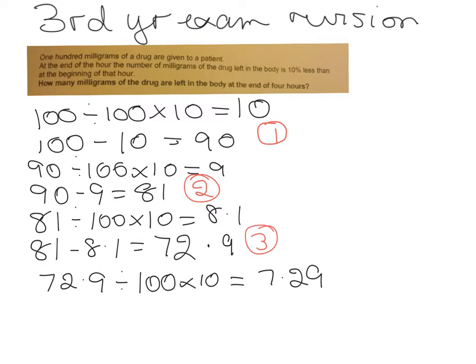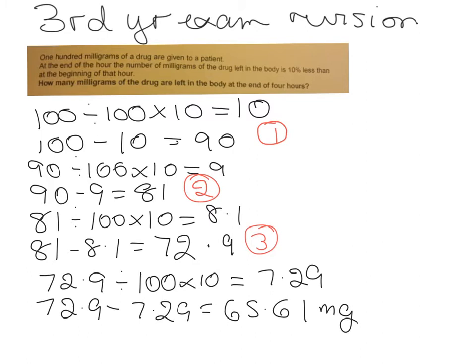This is how much we're going to take away from 72.9 in order to find out how much is left at the end of 4 hours. So 7.29 taken away from 72.9 is equal to 65.6161 milligrams, which is what is left at the end of 4 hours. So that was a long way. Now for the short way.